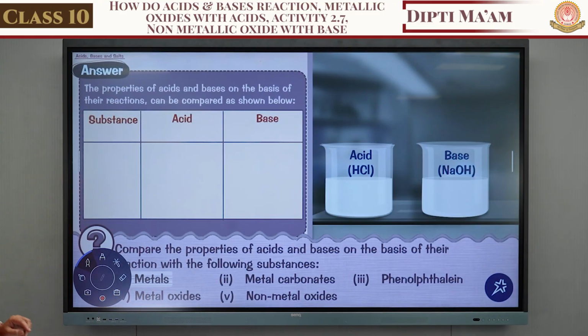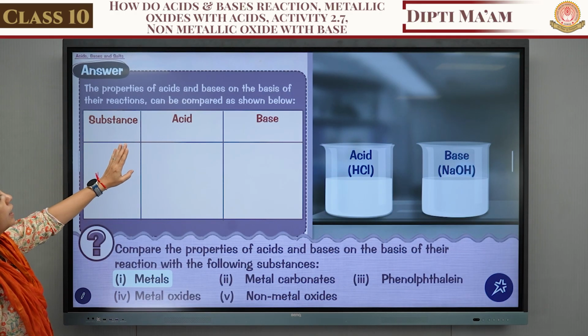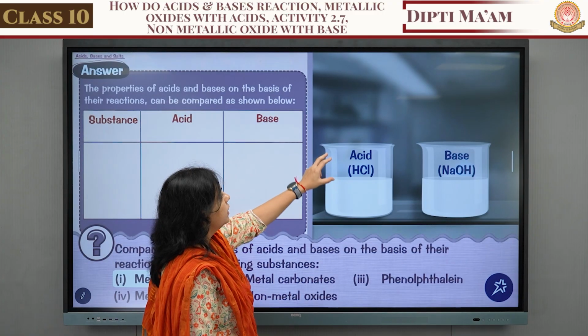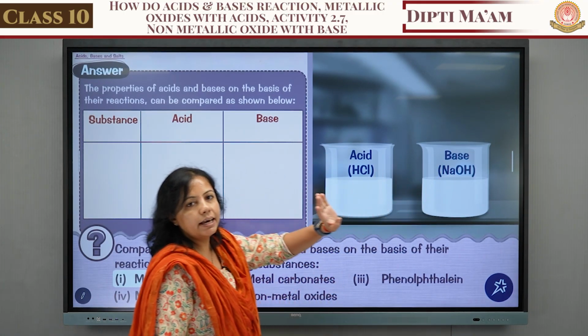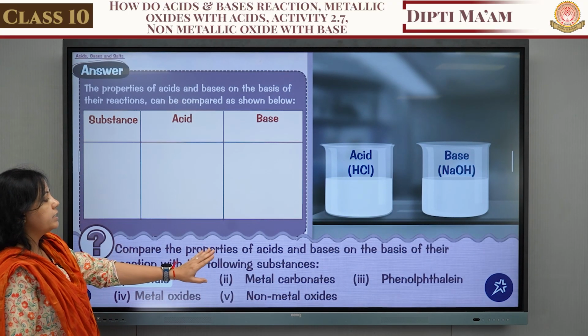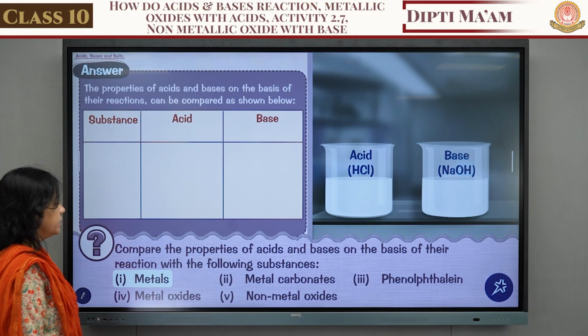The question is, suppose the properties of acid and base on the basis of their reactions can be compared as shown. Here two beakers are given. In one beaker the acid HCl is there. In the other beaker the base NaOH. So compare the properties of acid and base on the basis of their reaction with the following substances.